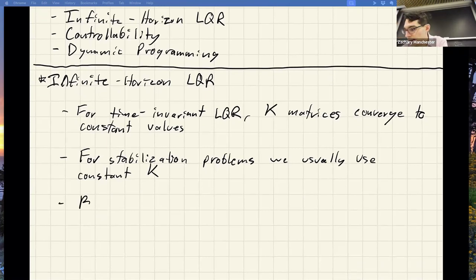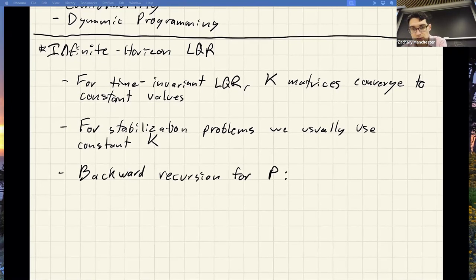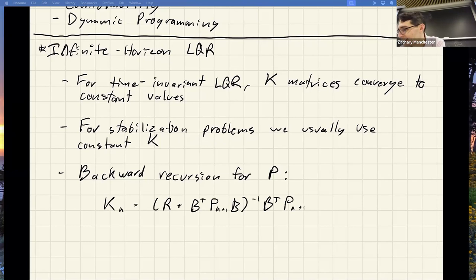Remember what we were doing last time: we got this backward recursion, which is called the Riccati recursion, for the P's and the K's. We solve for the K, and this is just from last time. I'm just going to write it real quick. It's a little ugly, but you'll see this enough times that hopefully it starts to stick. So that's the K part, and then the P part. You do that one, plug it into the second one, and you get an equation for P, and you just alternate these.